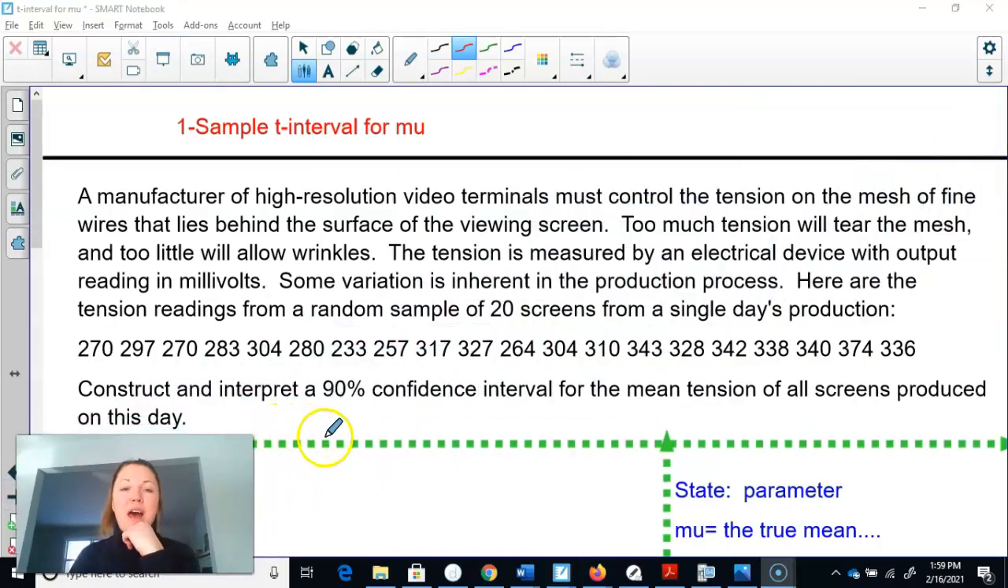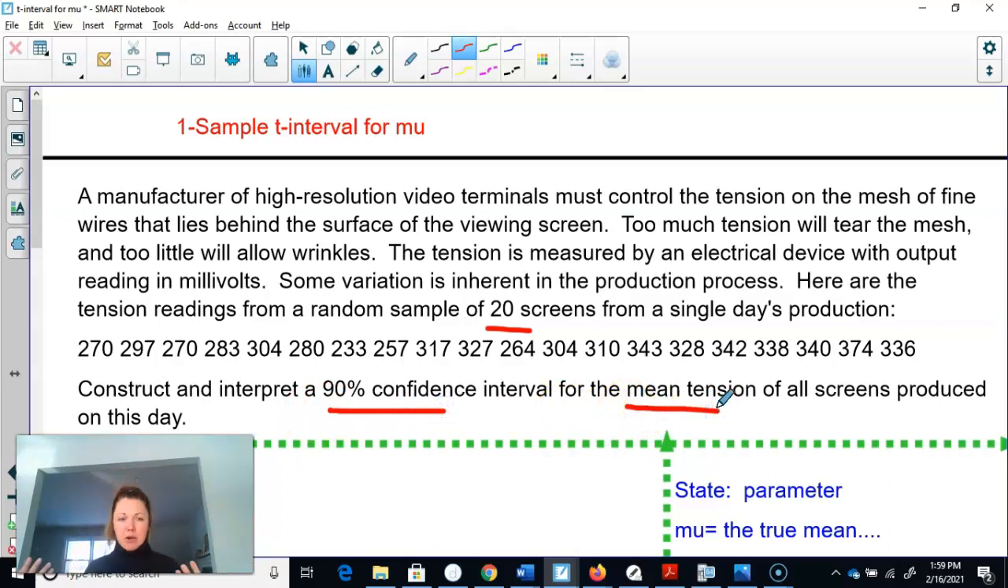A manufacturer of high-resolution video terminals must control the tension on the mesh of fine wires that lies behind the surface of the viewing screen. Too much tension will tear the mesh, and too little will allow wrinkles. The tension is measured by an electrical device with output reading in millivolts. Some variation is inherent in the production process. Here are the tension readings from a random sample of 20 screens from a single day's production. Construct and interpret a 90% confidence interval for the mean tension of all screens produced on this day.